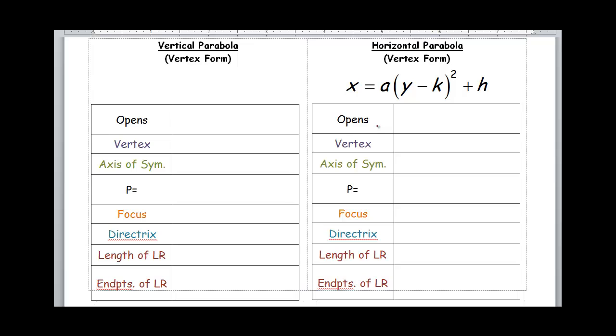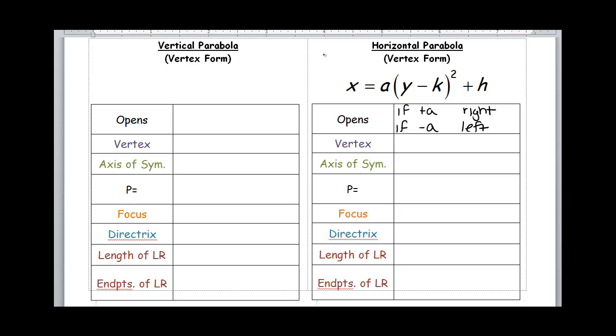So let's start off at the top with how it opens. There's two things you want to look at. First of all, because it's x equals, that's why I know it's going to be horizontal, so either opening left or right. Then, if you have a positive a, it's going to open the positive horizontal direction, to the right. If you have a negative a, it's going to open the negative horizontal direction, which is left.